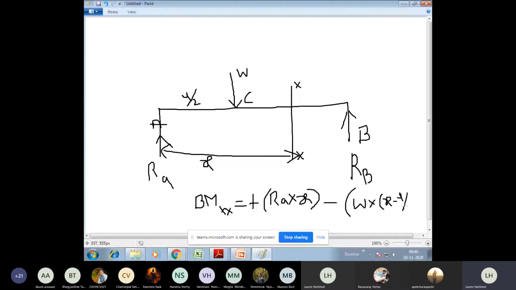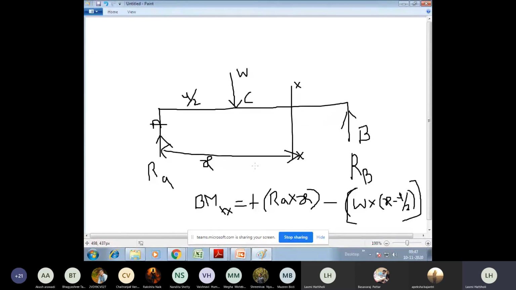So minus W into X minus L by 2. Please always remember to use the brackets carefully, then you will be able to understand very neatly. So W into X minus L by 2. W is the force, X minus L by 2 is the distance. Is this equation understood to you all? Yes, ma'am. Okay.